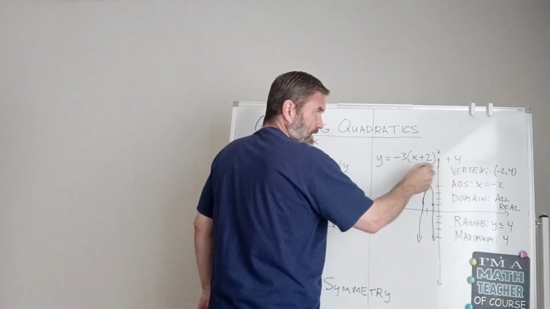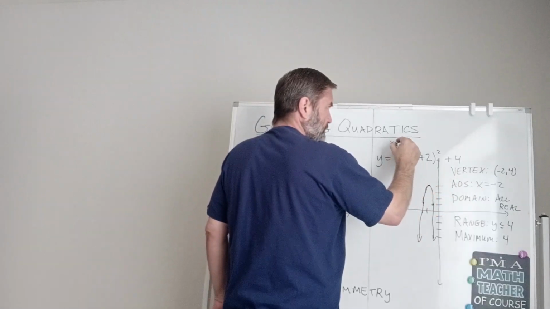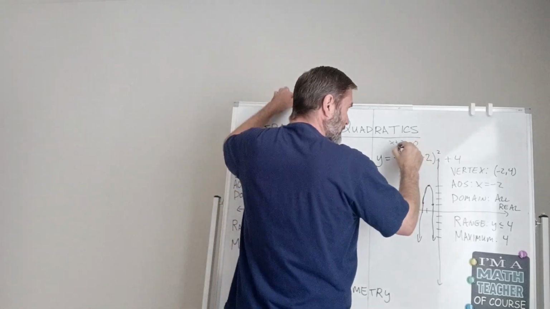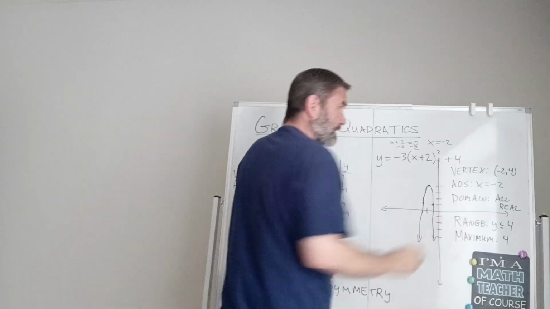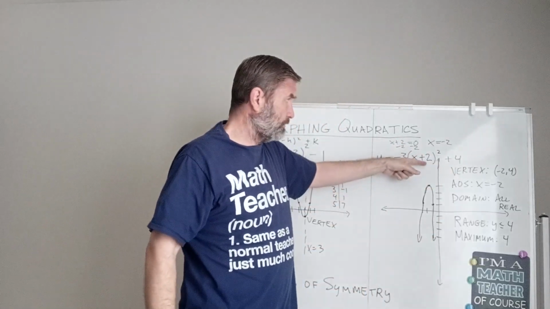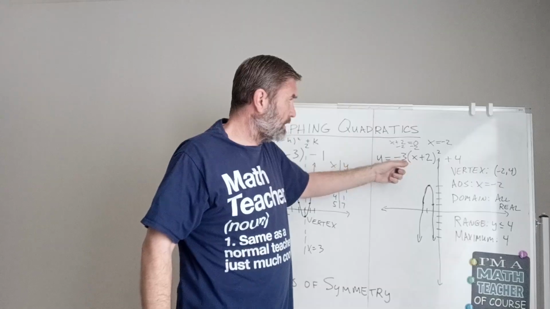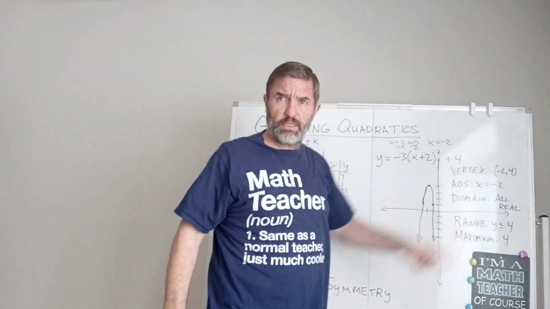The axis of symmetry is x equals -2. If you're having trouble seeing that, just set x plus 2 equal to 0 and solve for x. And what do you get? x equals -2. That is then the x-coordinate of your vertex. It's also your axis of symmetry. -2 plus 2 is 0. 0 squared is 0, times -3 is 0. So 0 plus 4 is 4. That's why the vertex is at (-2, 4).